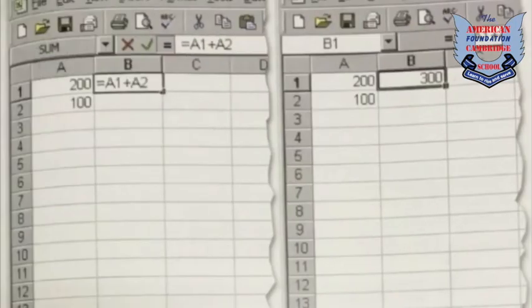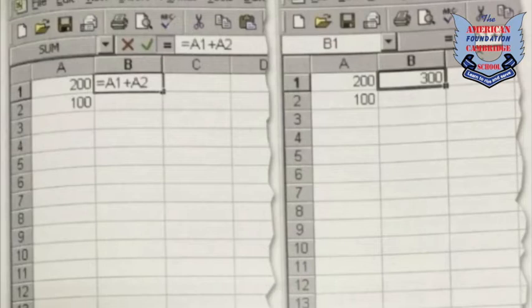Here is an example of the calculation. Two numbers are written in cells A1 and A2, and these two numbers are added by using the addition formula, which is applied in cell B1. It means the answer of the addition of these two numbers we will get in cell B1. That is why the formula is written in B1.